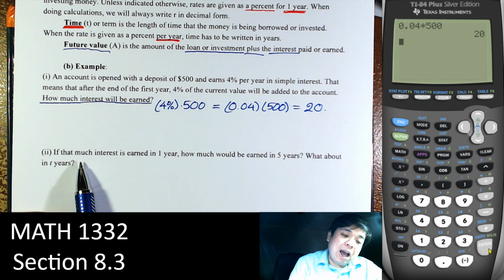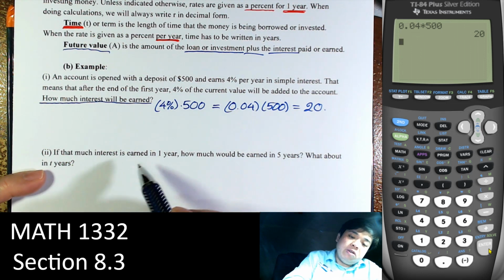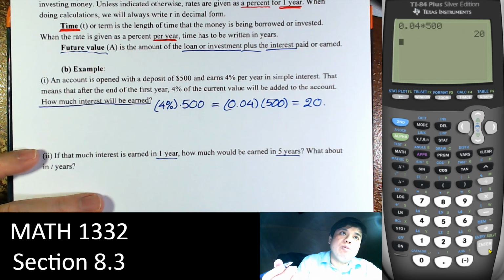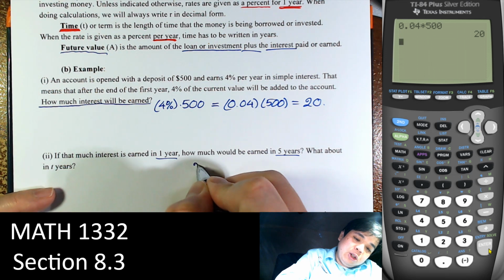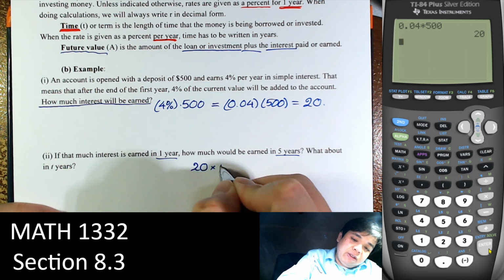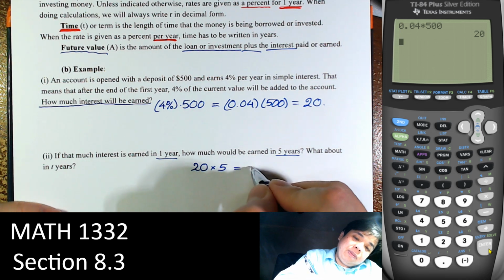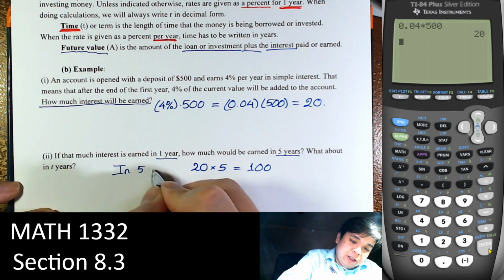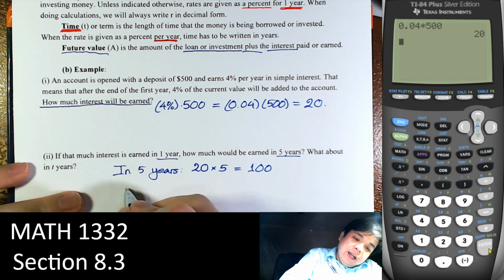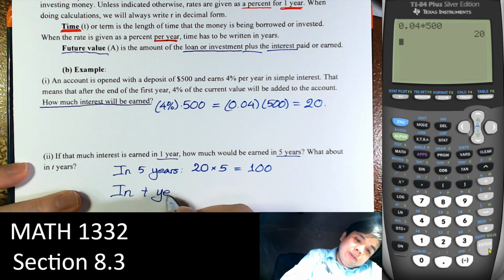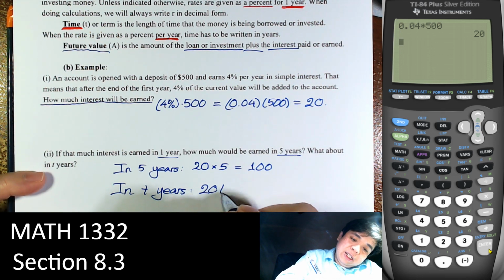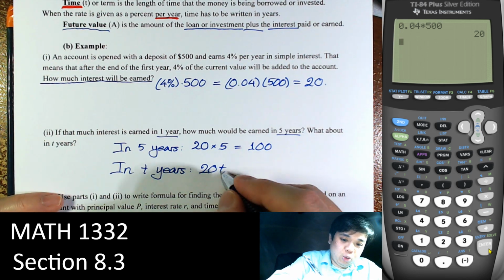Now, if that much interest is earned in 1 year, how much will it be in 5 years? Well, this is simple interest. If the interest for 1 year is 20, for 5 years it will be 20 times 5, so that is 100. And what about in 10 years? Now in 10 years, it is 20 times t, right? 20 a year times t.